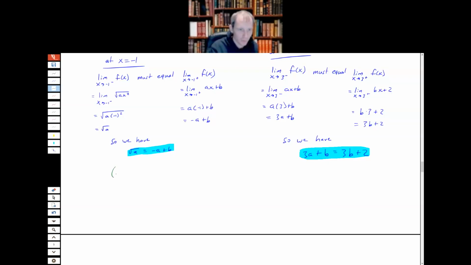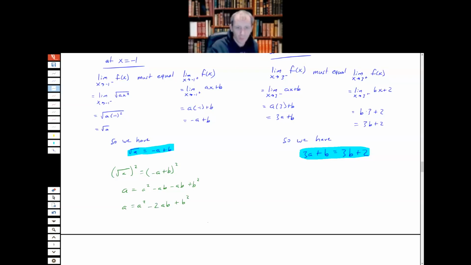If I square both sides, the square root of a squared is going to be equal to negative a plus b squared. On the left, the square root of a squared will just give me a. And on the right, I have to FOIL things out. So I have negative a times negative a, that's a squared. Negative a times b is minus ab. And then I'm going to have that again, the inners and the outers, and then plus b squared. Simplifying things a little bit, we're really just gathering like terms. Negative ab minus ab is minus 2ab.